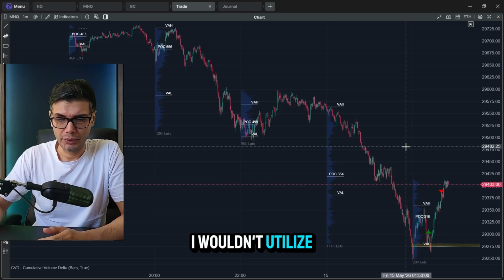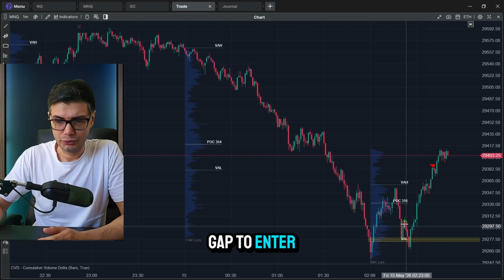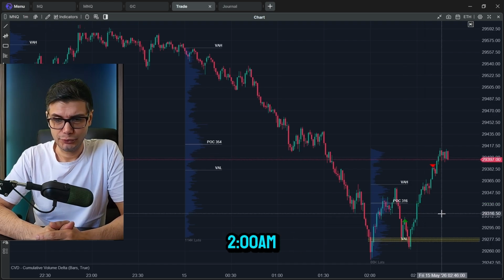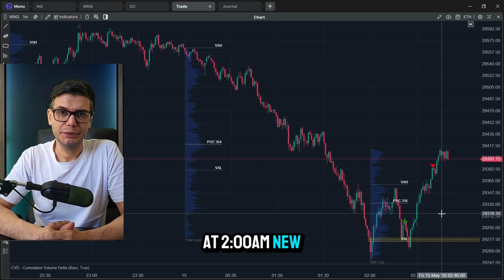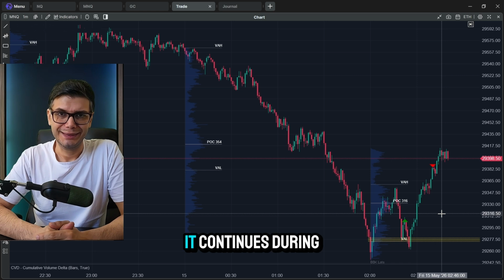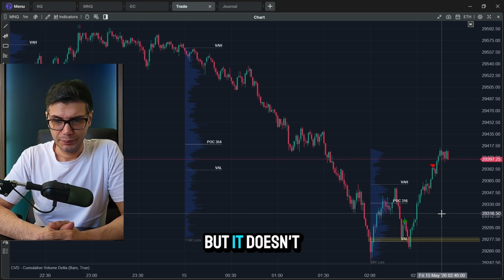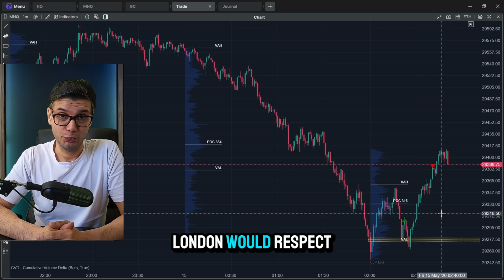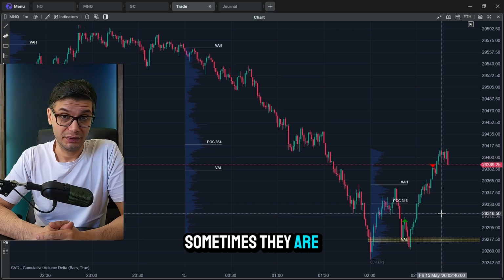I wouldn't utilize this fair value gap to enter a long position if it was any time before 2 a.m. At 2 a.m., new money injects the market. That's London pre-session, and it continues during London. But it doesn't mean London would respect the low the price made during pre-session at 2 a.m. Sometimes they are building baits and traps during that time.